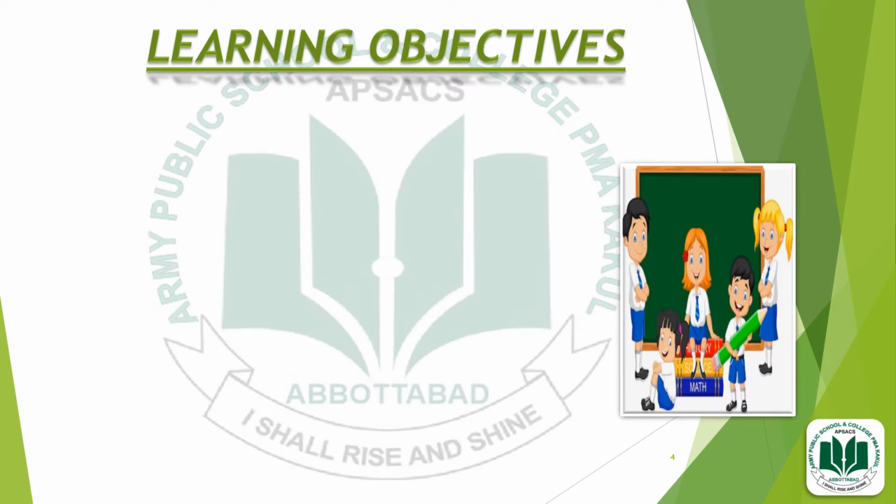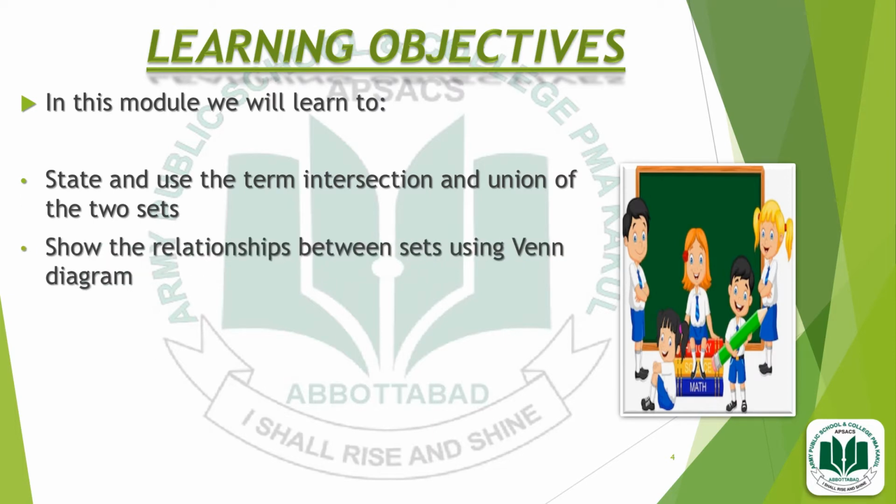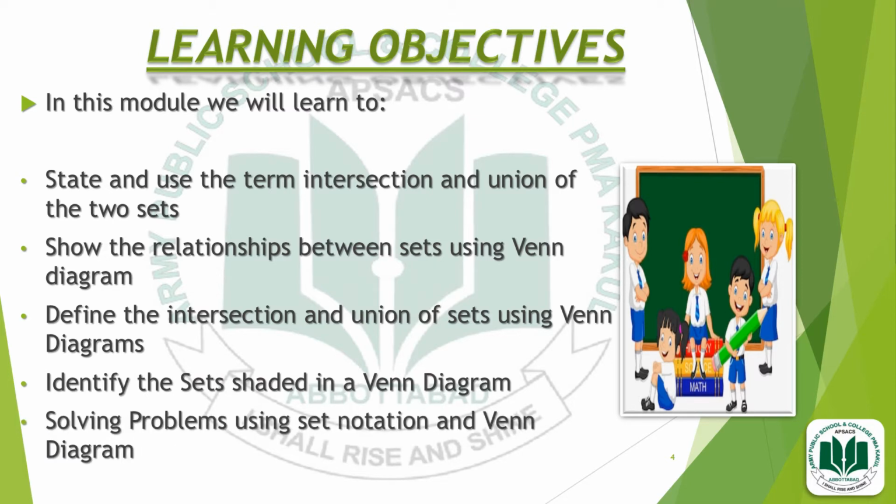Learning objectives. In this module, we will learn to state and use the term intersection and union of the two sets. Show the relationship between sets using Venn diagram. Define the intersection and union of sets using Venn diagrams. Identify the sets shaded in a Venn diagram. And solving problems using set notation and Venn diagram.